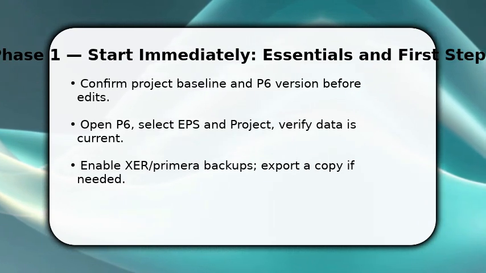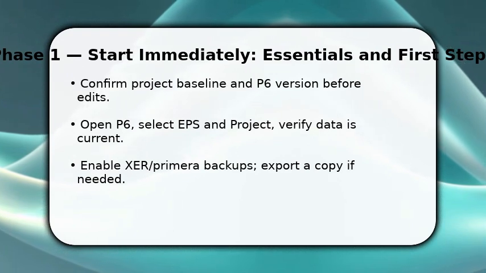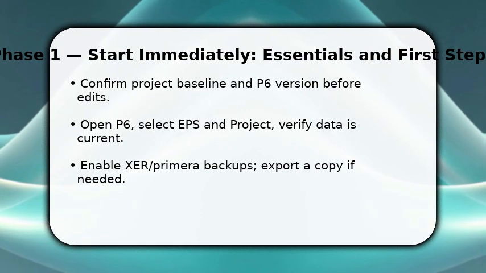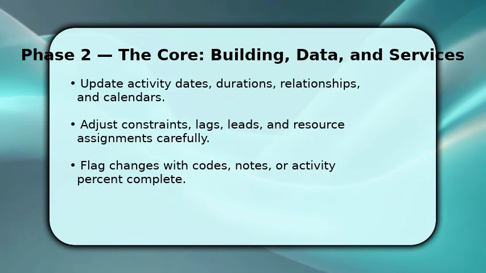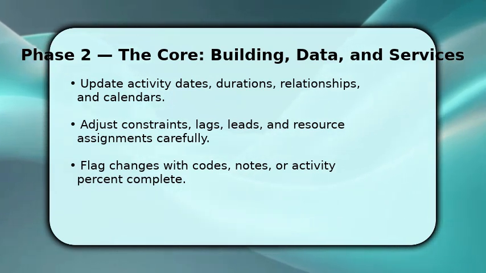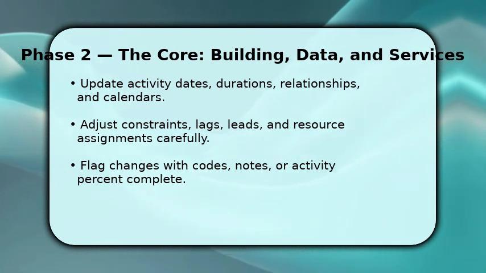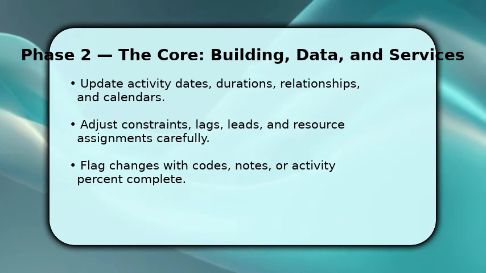Make sure resource calendars and global settings are visible, so you won't miss constraints or calendars during the upcoming schedule update. You now dive into the core updates: edit activity durations, start/finish dates, and relationships to reflect current progress. When changing links, check for circular dependencies and update lags or leads. Those small numbers shift float drastically.